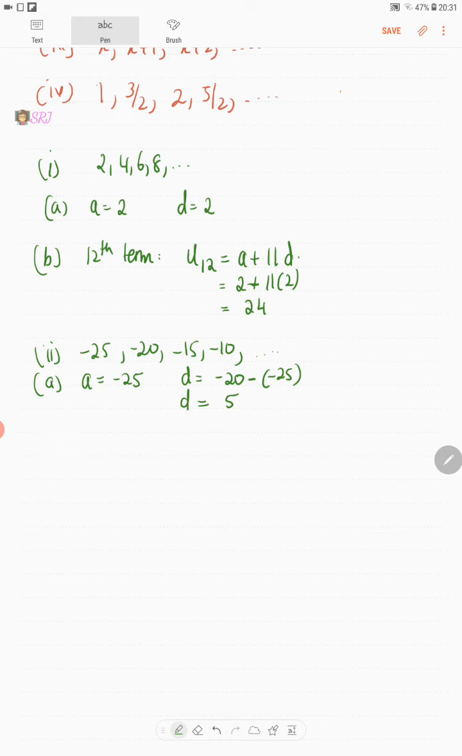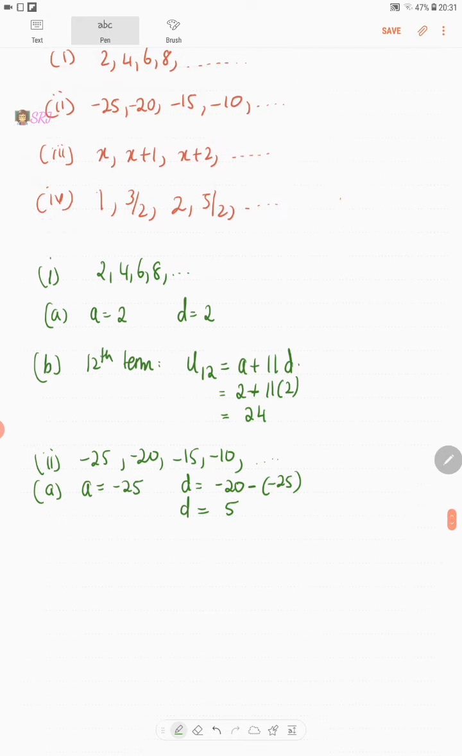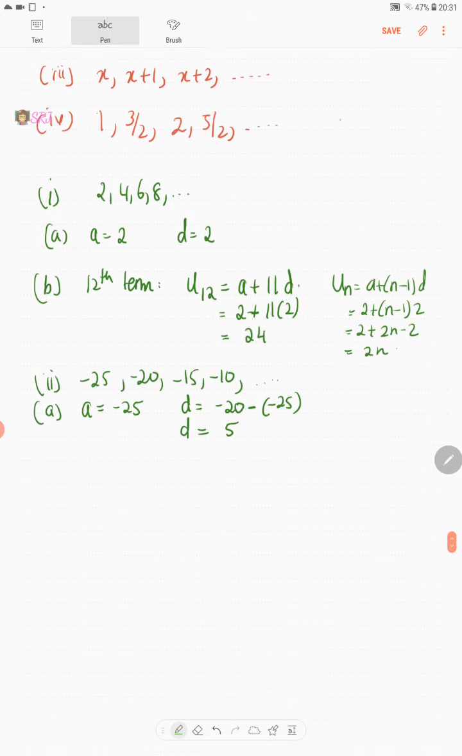Next, we have to give an expression for the nth term. So the nth term un is a plus n minus 1 times d. So here it is 2 plus n minus 1 times 2. So we obtain 2n minus 2. It becomes 2n. So we obtain an expression for un, which is 2n.